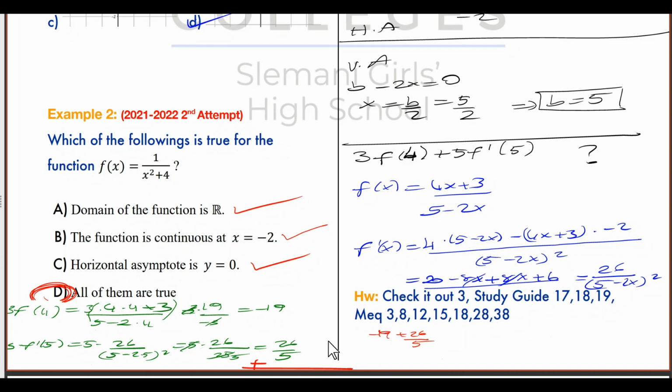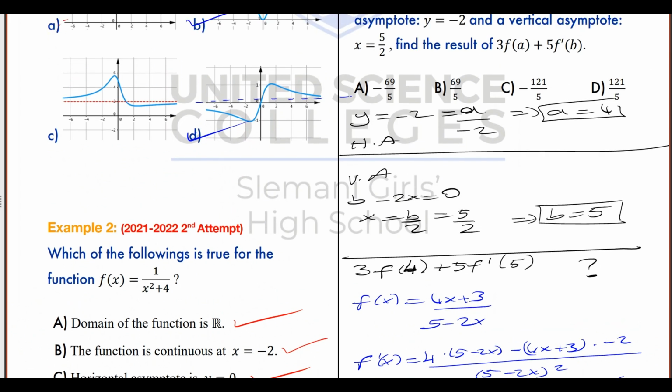We need to equalize denominators. I have 1 here, to make it 5, multiply top and bottom by 5. So here I'm going to have negative 95 plus 26 over 5, which will give me 69 over 5. Negative 69 over 5, which is option A, right?